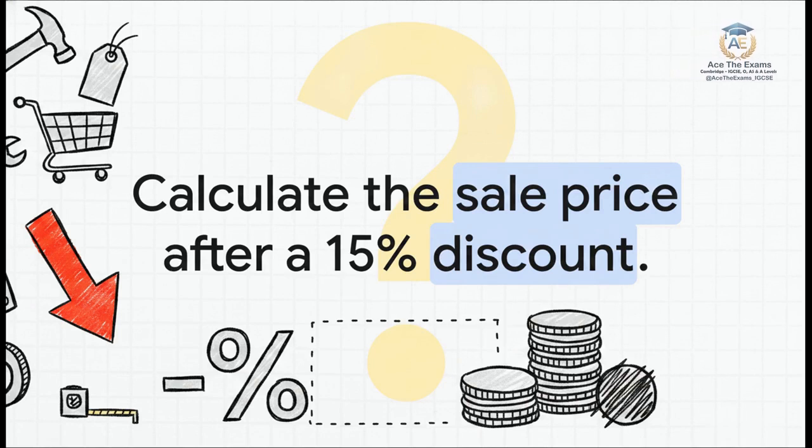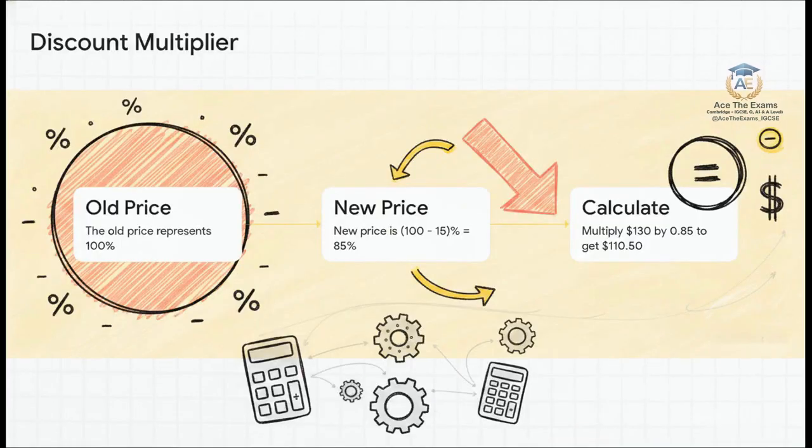Okay, let's test this multiplier logic in reverse with a percentage decrease using a discounted set of tools. They originally cost $130, but there's a 15% discount. We just apply the exact same logic. Step 1, old price is 100%. Step 2, a 15% discount simply means we are paying 85% of the original cost. That right there is the fundamental shift in perspective.